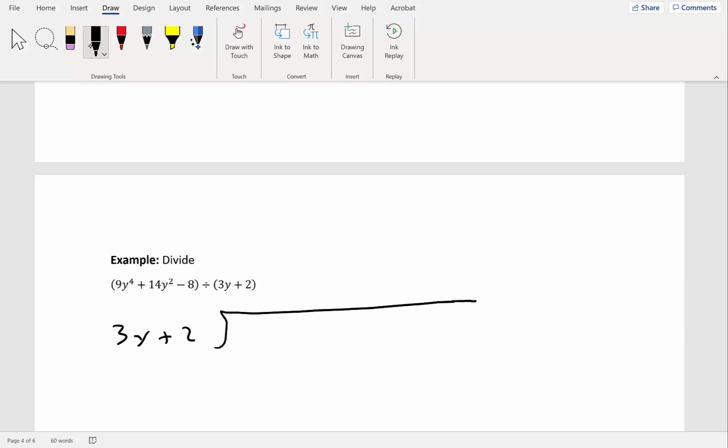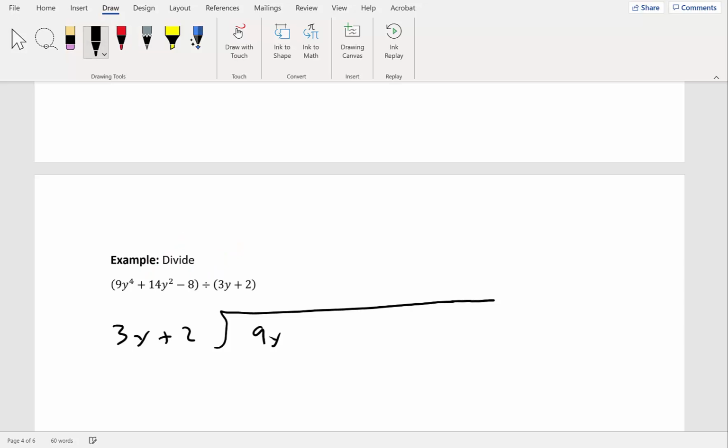And now for this particular problem, there's a trick that you need to use. So notice how we go from y to the 4th to just y to the 2nd. We're missing a y to the 3rd term. And then also notice how we go from y squared to just 8. So there's no y to the 1st power. So what we're going to do is fill those in with placeholders.